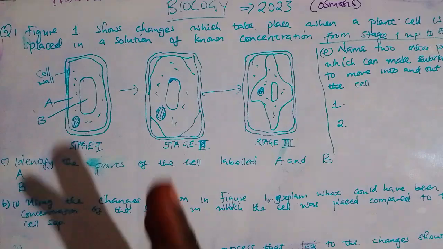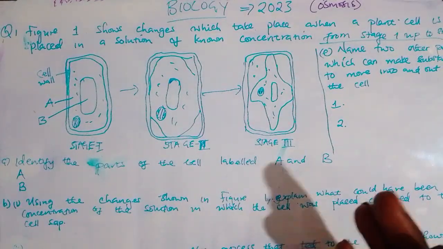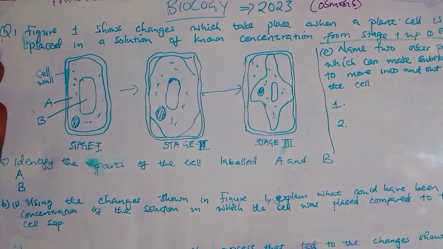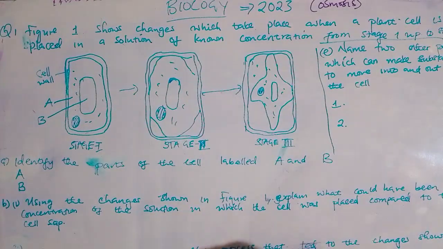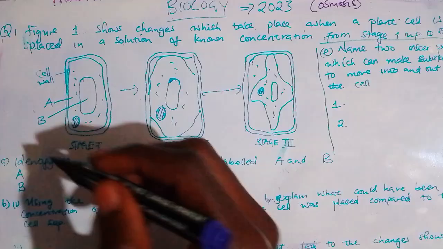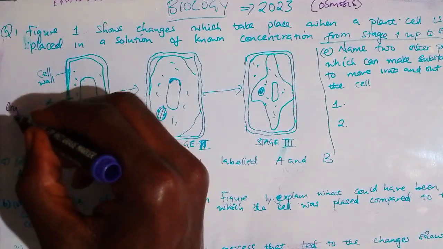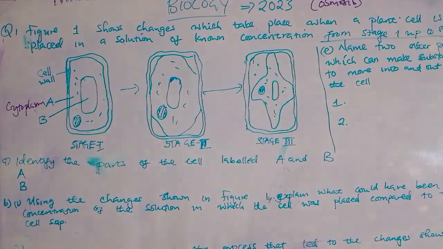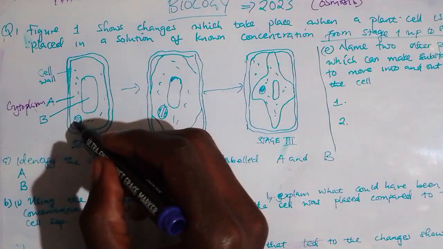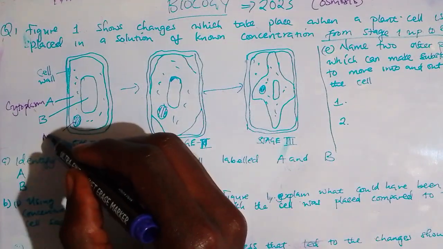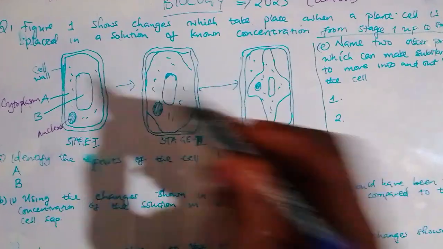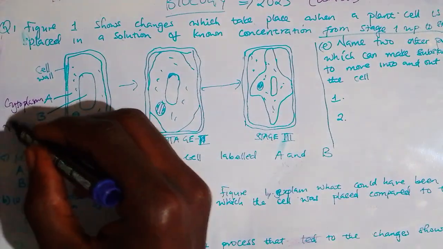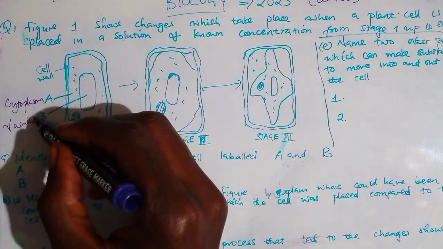So how can we identify our cell now? Of course, this is a simple diagram of a simple cell. We know that the first part is always the cell wall. Then it is followed by what? The cell membrane. Then followed by A, which is the cytoplasm. Then we have this part which is known as the nucleus. Then part B is known as the vacuole.